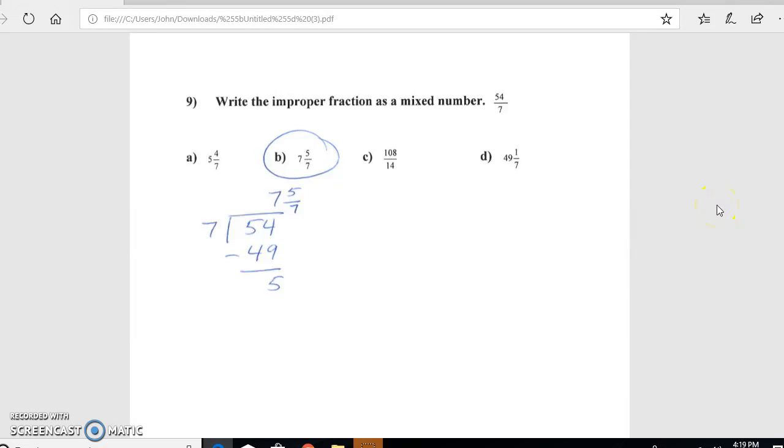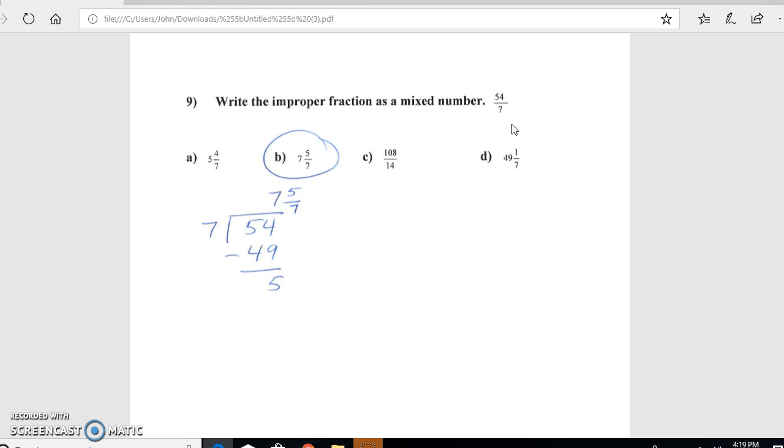This is the practice test for fractions, and here we're working on problem number 9. The problem says write the improper fraction as a mixed number. Now the improper fraction is 54 over 7, and it's an improper fraction because the top number is larger than the bottom. And you are allowed to use your calculator on the test.